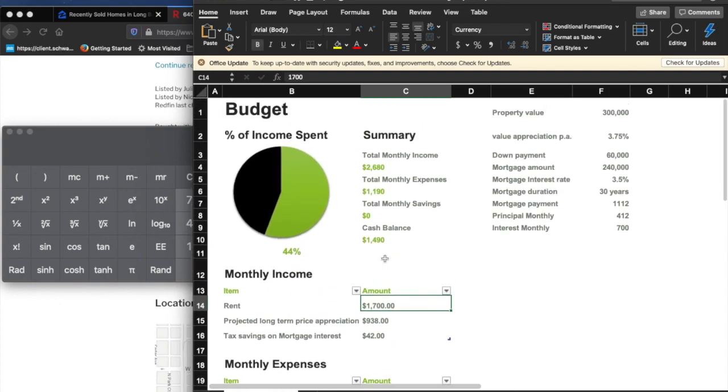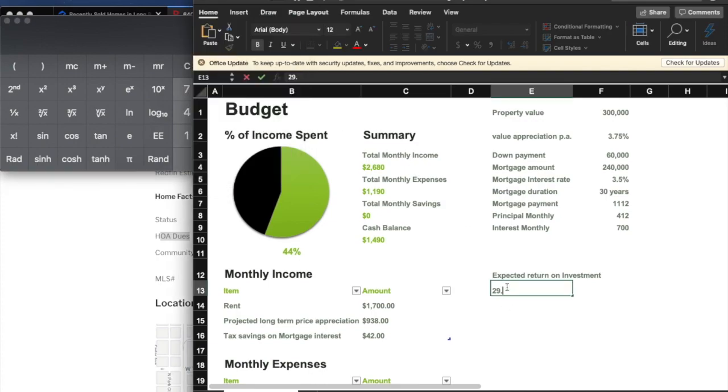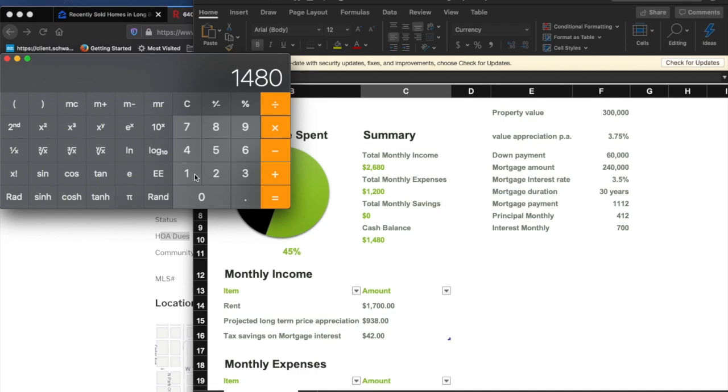Now, what is that number? Drum rolls, please. So what is my return on investment? You have $1,490 monthly multiplied by 12, which is $17,880 annually. Does this property add to your wealth? That's not bad, $17,880, especially if you keep in mind that you invested only $60,000. So if you divide it by 60,000, it's 29.8%. That's why the expected return on investment is 29.8%.